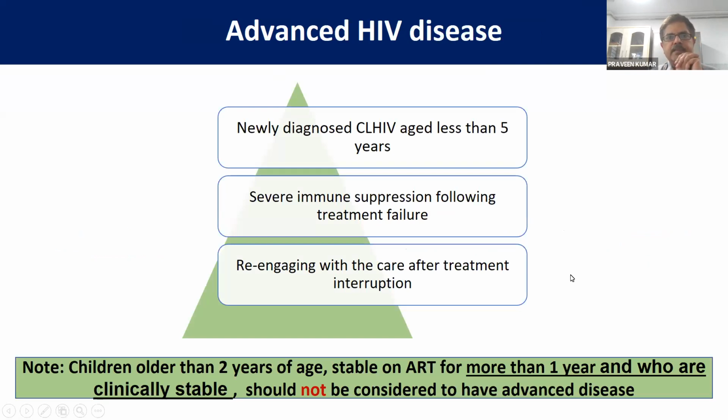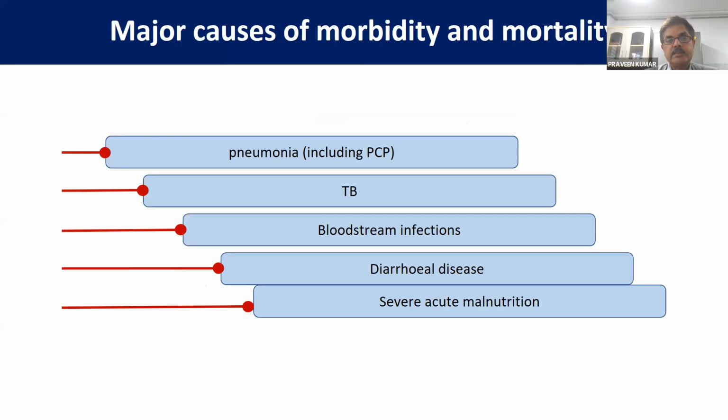So this advanced HIV disease will include all newly diagnosed CLHIV less than 5 years of age. Or if the child has severe immune suppression following treatment failure. Or we may have a child who has been re-engaged with the care after some treatment interruption. Many times there is loss to follow up. At the same time, we should remember that children older than 2 years of age, if they are already on ART and if they are stable for more than 1 year, then we will not consider them to have advanced disease if they are already taking ART and stable.